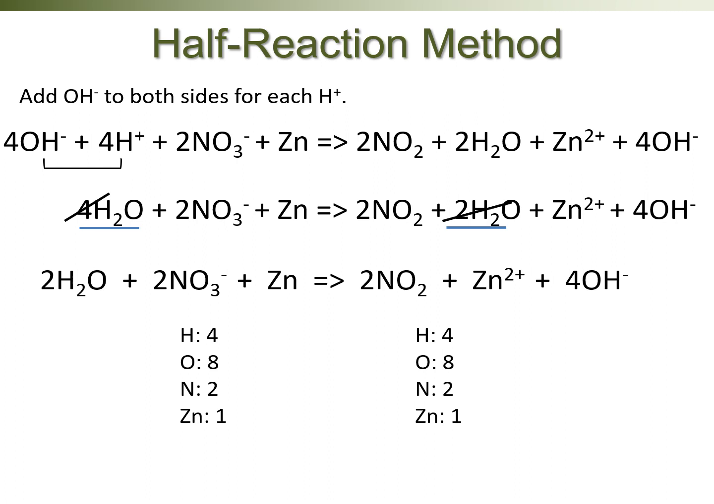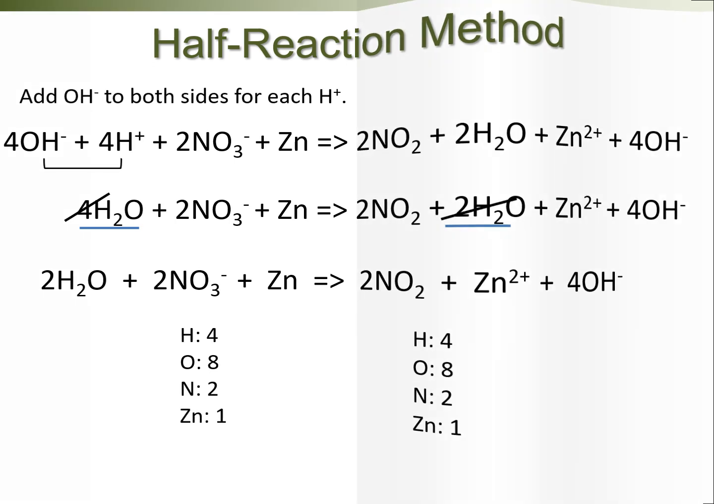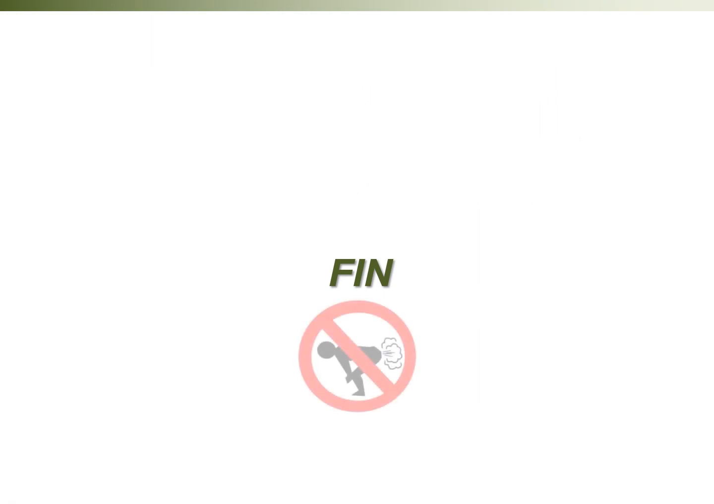That looks great. So, to balance a solution that is basic, the same steps, except you got to get rid of those hydrogens, and you do that just by adding enough hydroxide ions to turn those hydrogens into water and then cancel out the waters, because you're going to have duplicate waters on the left side of the equation as on the right side. And that's it. And with that, we are done with the hodgepodge.